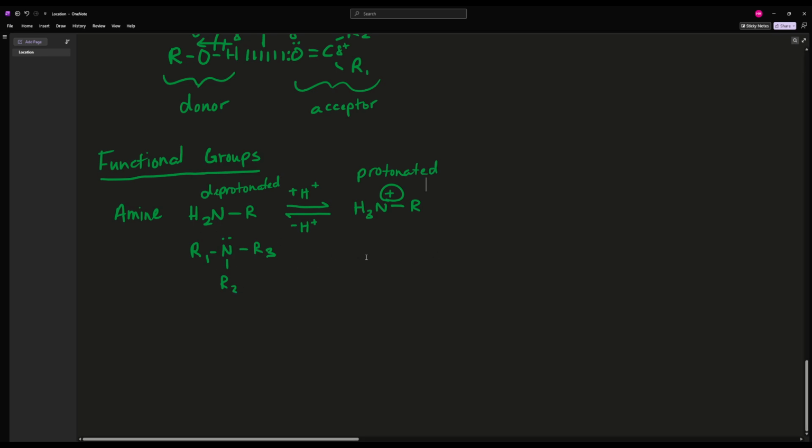This can also work down here, where we can pick up a hydrogen and carry on. Pick up a hydrogen as well. Now note that amines can also have this last hydrogen replaced with another group, so R4.